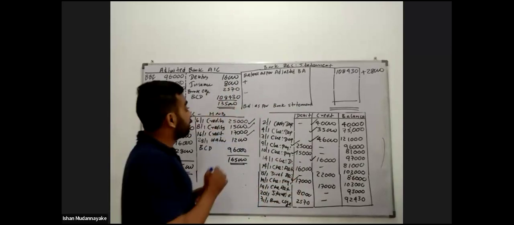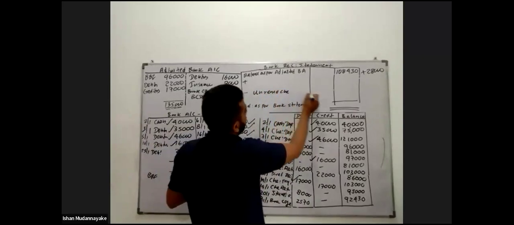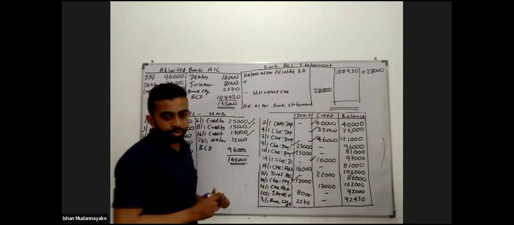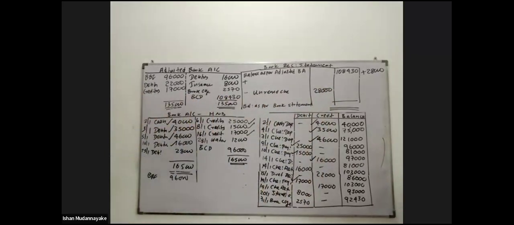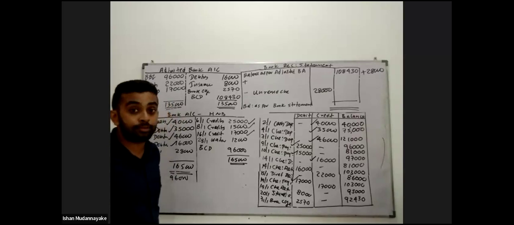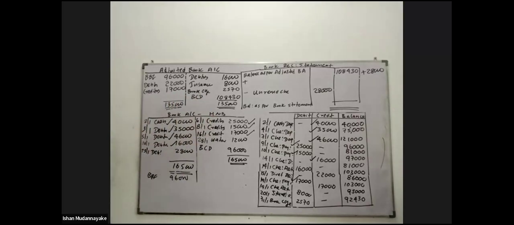So then my unrealized check, minus. Unrealized check 20,000 minus. Okay, unrealized check minus. You have added, then deduct. If you deduct, your balance will be equal to the bank statement balance. Right. Next one.